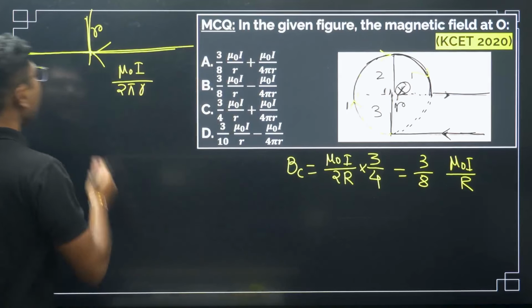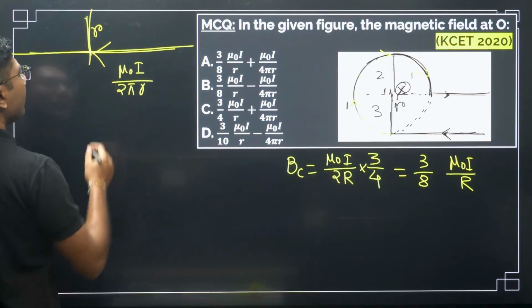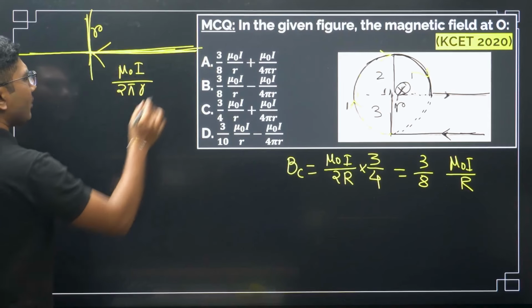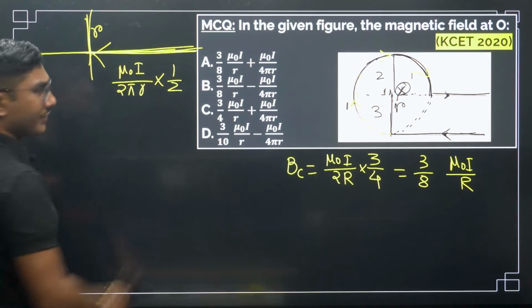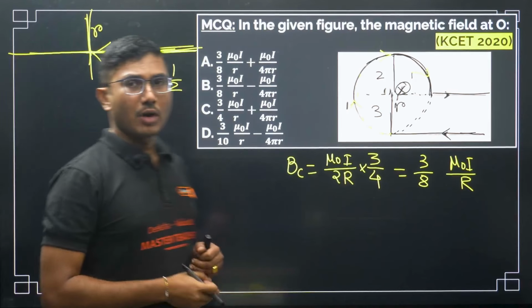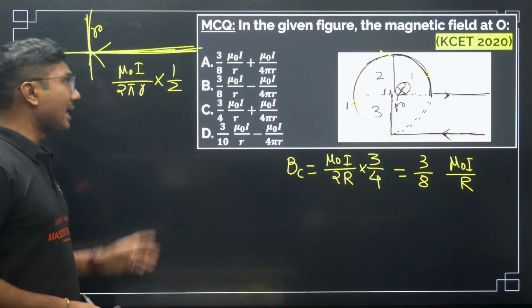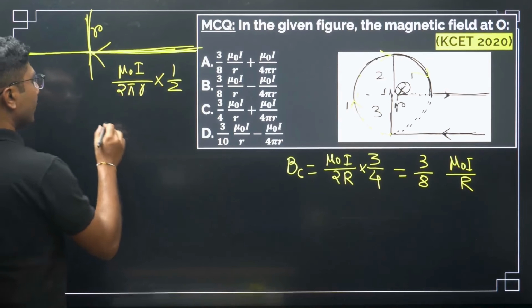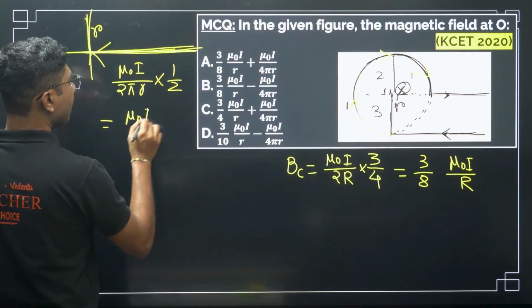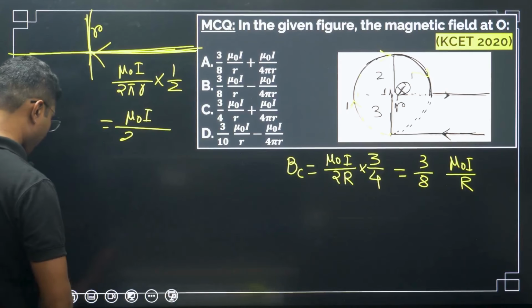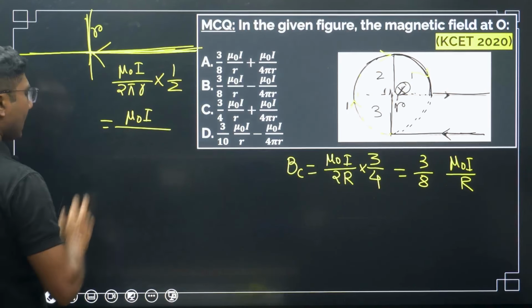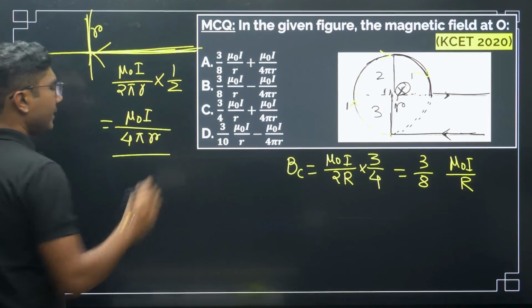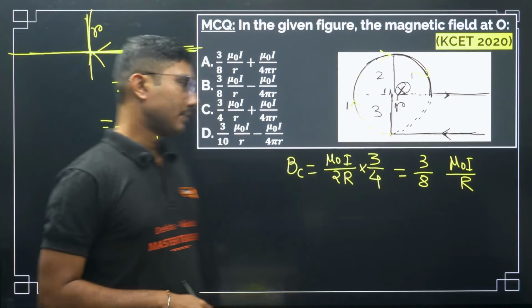on both sides. Now if you cut it from here, what will be the magnetic field due to this half of the wire? It will be nothing but half of this. For a complete infinite wire, it is mu naught I by 2 pi r, but for half of the wire, it will be half of that exact value. So it will be mu naught I by 4 pi r, sorry, not 2 pi, 4 pi r, right? So mu naught I by 4 pi r.